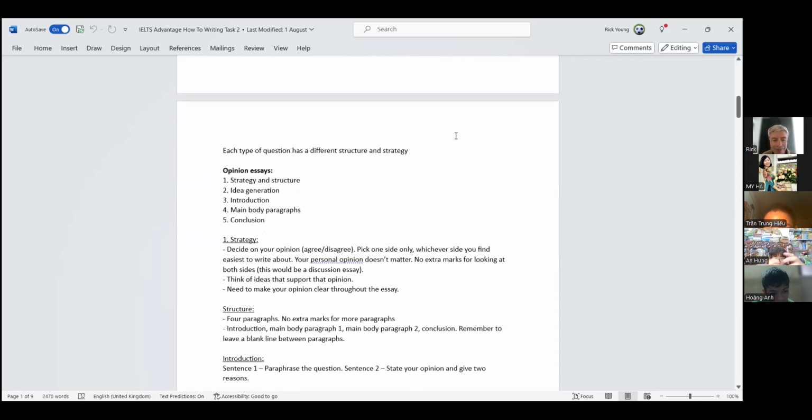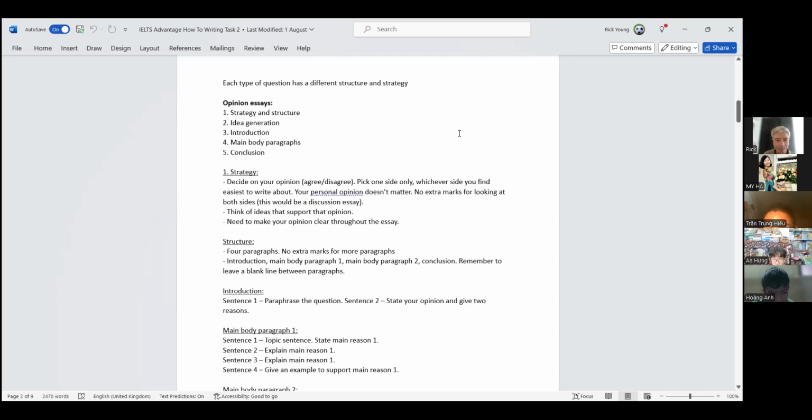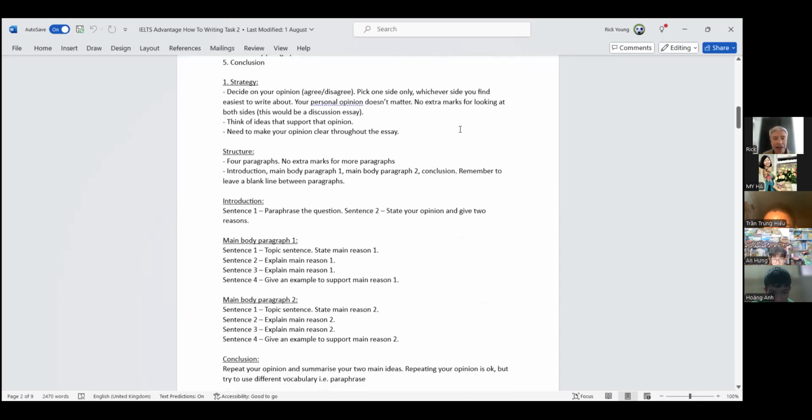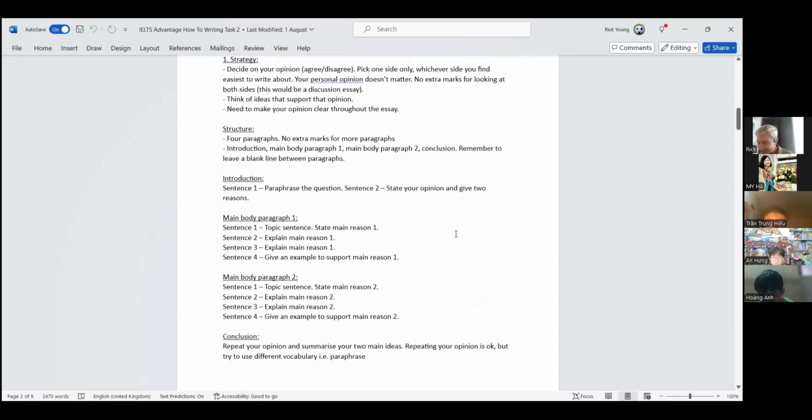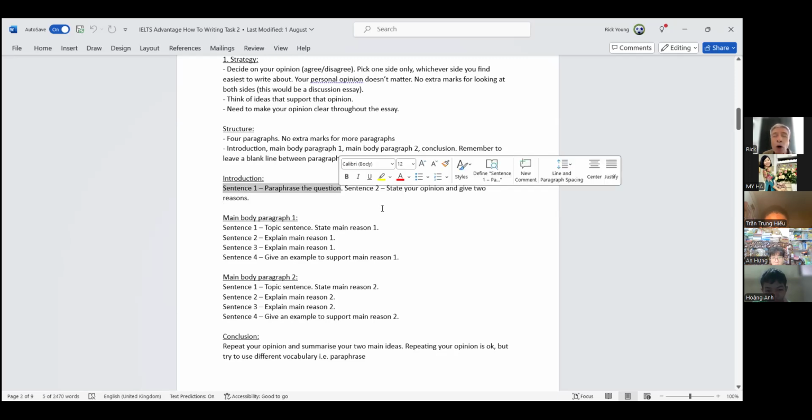So I'm going to skip past this because we've already talked about some of it. So we've looked, everyone, at the basic structure for these essays. 4 paragraphs, remember: introduction, you have 2 body paragraphs, and your 4th paragraph always is a conclusion. Let's look at this in a little bit more detail. Introduction normally has 2 sentences. First sentence is always a paraphrase of either the question or the topic.